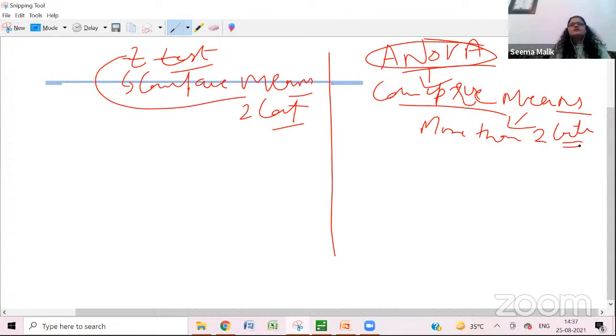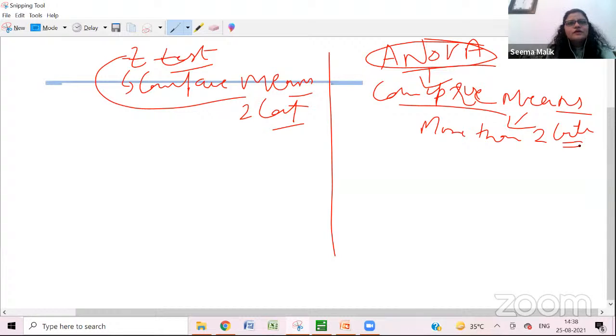Suppose in this example we have two categories, boys and girls. Suppose we have one more category: the data of the study hours of students of the primary level, secondary level, and senior secondary level. So we have three categories now. Some of the students are from the primary level, some from the secondary level, and some from the senior secondary level. So we have three types of students.